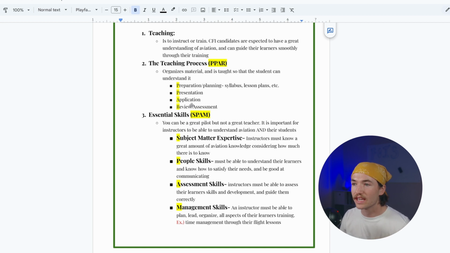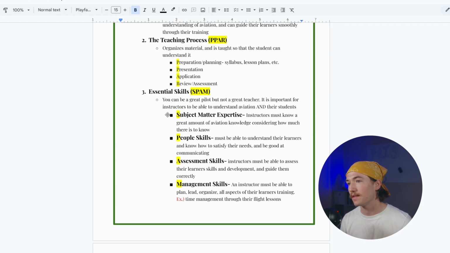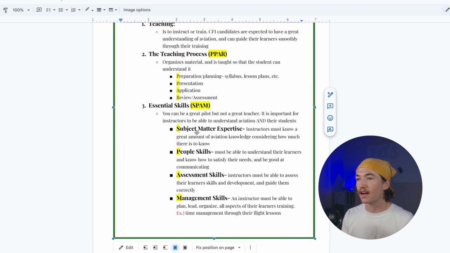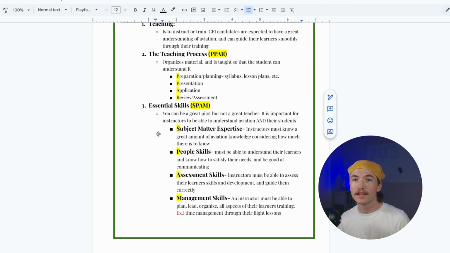And then P is your presentation. A is going to be your application. So whatever you're going over, like maybe you are teaching steep turns, the application would be going out and actually flying it. And then you'd have the R for review and assessment. Basically, you review, you see how well your learner did, and then you assess, and maybe you can use this moment to decide what the next lesson is going to look like. Maybe you need to brush up on other areas, or you can advance.